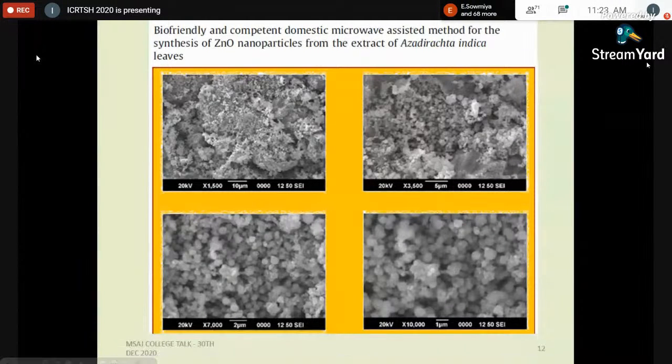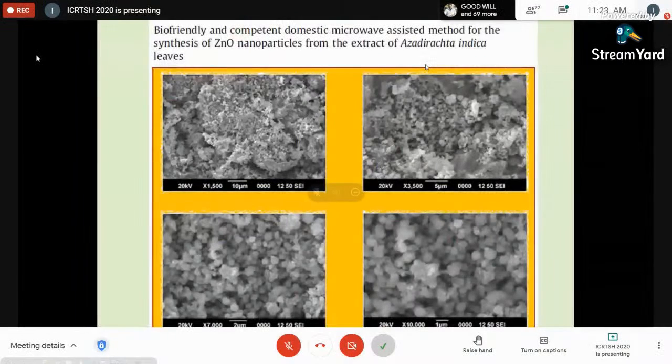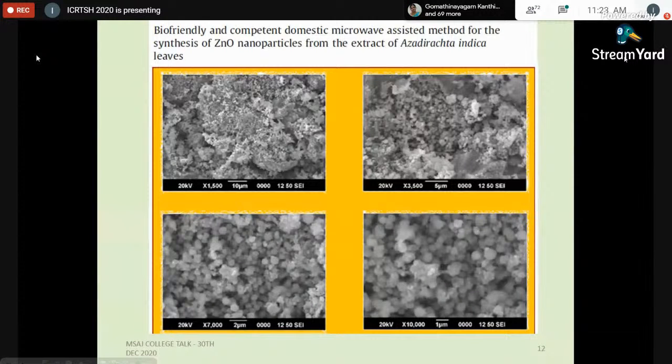When you are going for light emitting applications in the crystal and other applications in the optical region, we have to identify the flaws using SEM. If there is no flaw, then it can give a good optical output. Next slide, please.